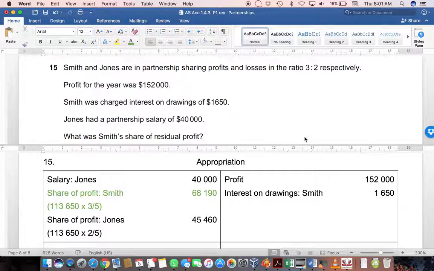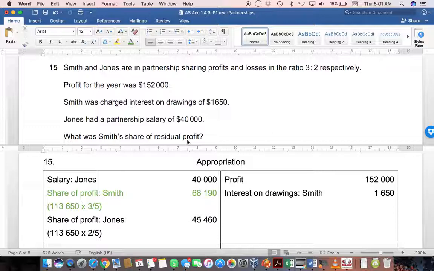Number 15. Smith and Jones are in partnership, sharing profits and losses in the ratio 3:2 respectively. In other words, Smith gets 3/5 and Jones gets 2/5. We are told about the profit for the year, interest on drawings, and a partnership salary. Our question is, what was Smith's share of the residual profit?